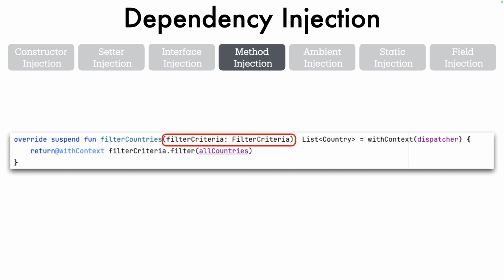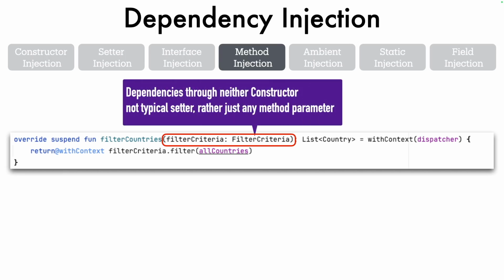So dependencies are passed neither through a constructor nor a typical setter. They are just being passed as a method or function parameter. For all practical purposes, these are like method arguments that you typically see in any parameterized methods or functions. Now the question is, why do we need it, or why would you rather use this mechanism over other things?